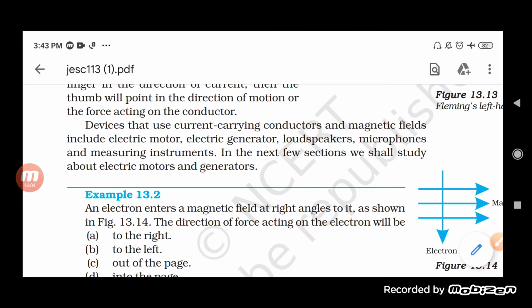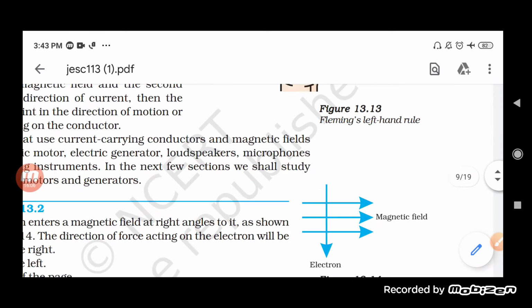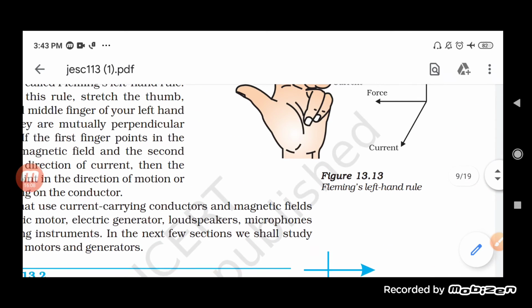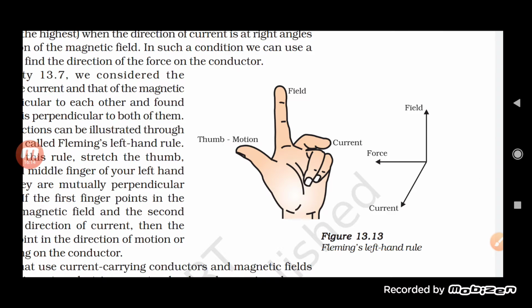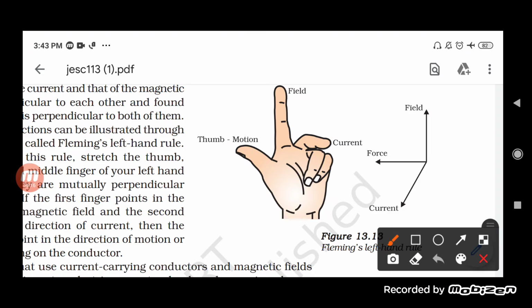So here we are going to use the left hand rule. See, this left hand rule was given by Fleming, and that is why it is also called Fleming's left hand rule. You can see here how it is divided. See, this is the field, which is the forefinger. Thumb is showing the motion, and C for center and C for current. So try to understand it in such a way that F is for field and F for forefinger.